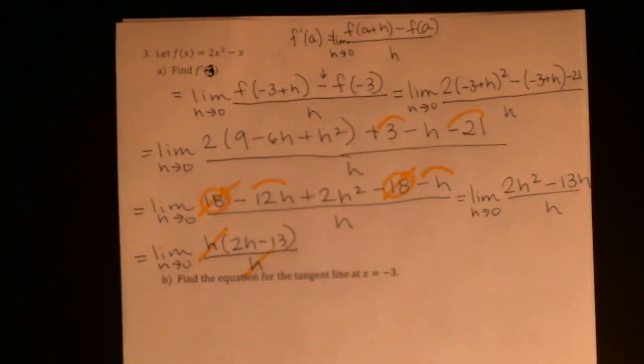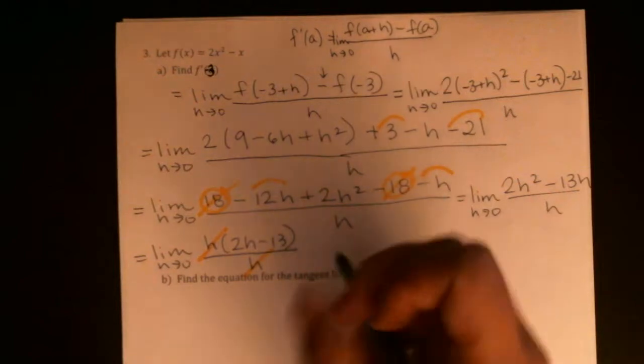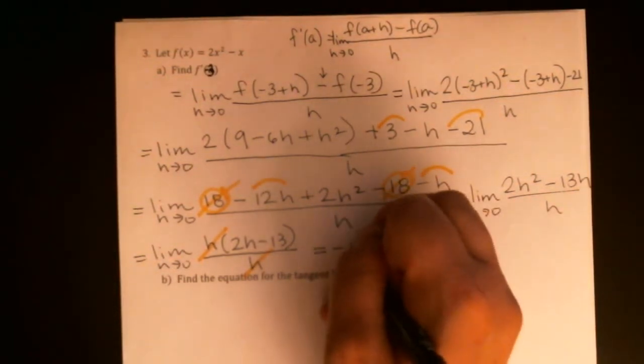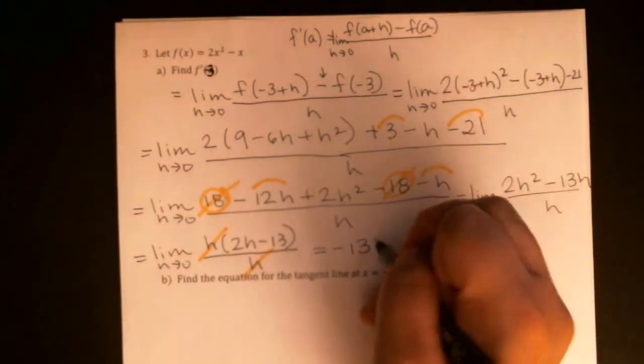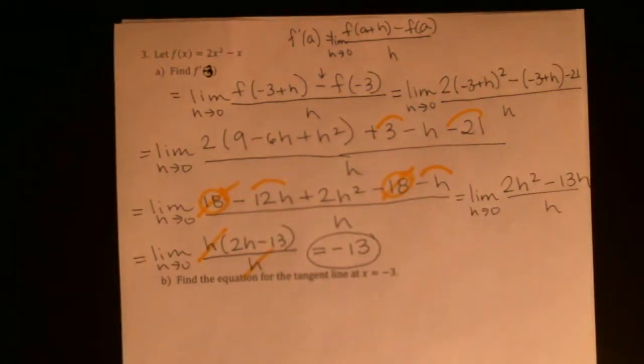Now that the h is gone, it finally makes sense to plug 0 in for h. So the 2h is going to go away, and I'm getting a -13. So for this function, f of x equals 2x squared minus x, it appears that the slope of the tangent line at x equals -3 is -13. Okay, so that's the first part. So we now have an idea of the slope of the tangent line.